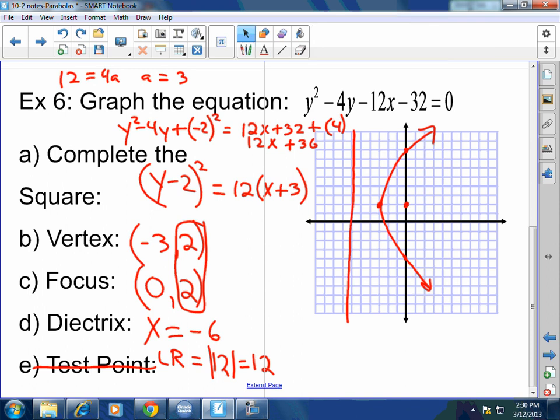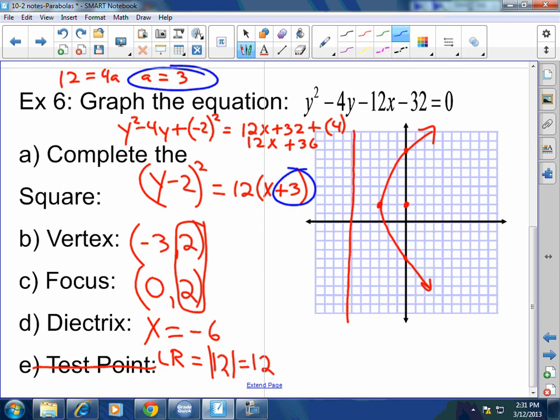How did I get the focus? Well, the focus is h. No, in this case it's a. The focus, yeah, h plus a, comma k. What is my h here? Negative 3. What is my a here? Positive 3. So negative 3 plus 3 will be 0. Look, Pablo. You got it? My a is 3, and my h is going to be negative 3.